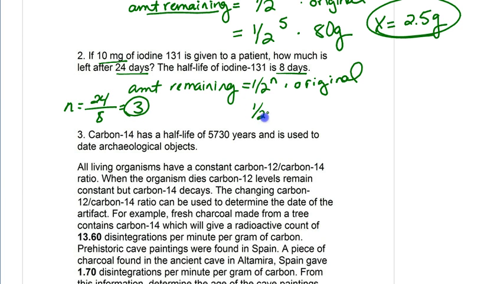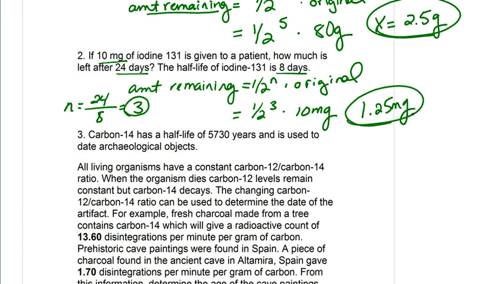So this would be 1/2 to the 3rd. My original amount is 10 milligrams. That's what was given to the patient. So then the amount remaining is going to be 1.25 milligrams. Okay?